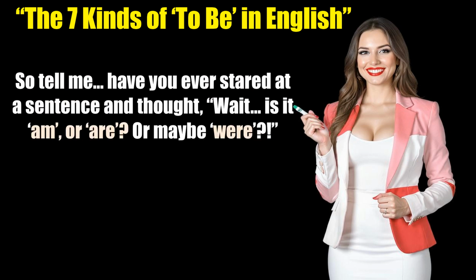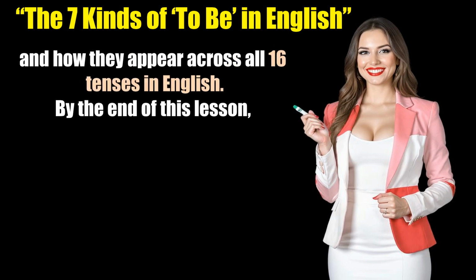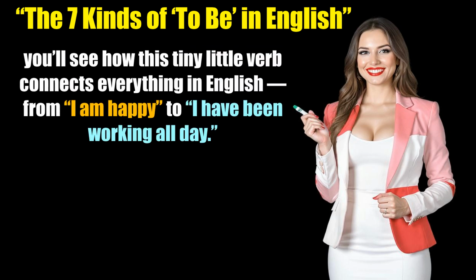So tell me, have you ever stared at a sentence and thought, wait, is it am or are? Or maybe were? Don't worry, you're definitely not alone. Today we're going to talk about the 7 forms of to be: is, am, are, was, were, be and been, and how they appear across all 16 tenses in English. By the end of this lesson, you'll see how this tiny little verb connects everything in English, from I am happy to I have been working all day.